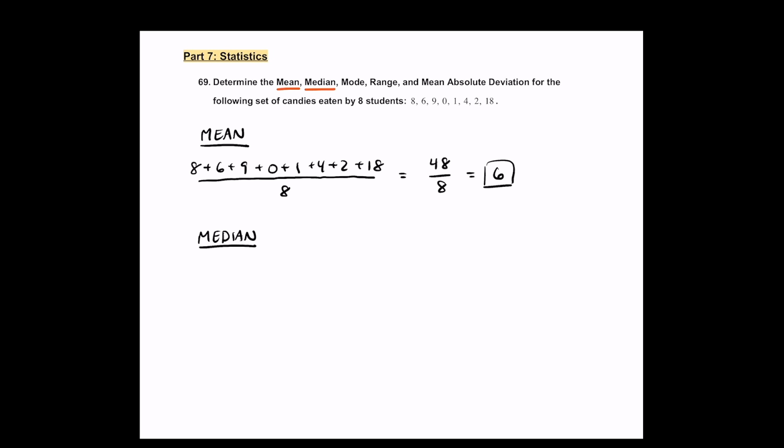And we start off by writing the numbers from least to greatest. So 0 comes first, then 1 comes second, then 2 is third, then 4 is next, then 6, then 8, then 9, and 18. So the median is going to be the middle. So we have your bottom half here, and then your upper half here. So the median would have to be right smack in the middle, so that would be 5. 5 would be the median here.